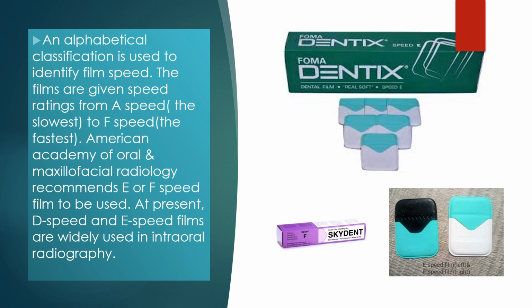E speed film is twice as fast as D speed film. F speed film reduces radiation exposure 20% compared to E-speed film and 60% compared to D-speed film. Although at present D-speed and E-speed films are widely used.